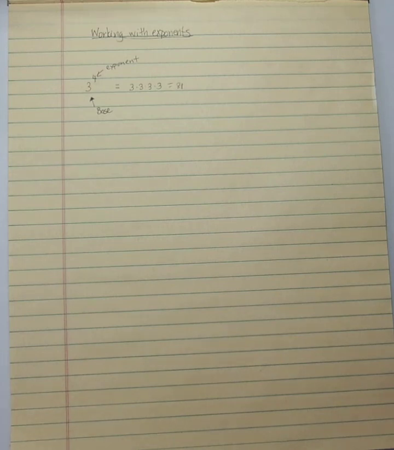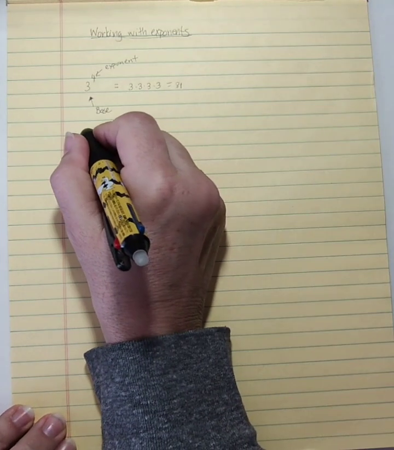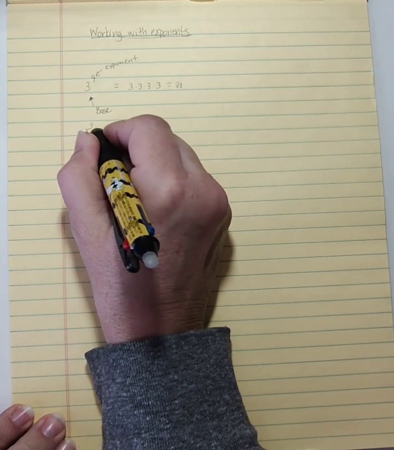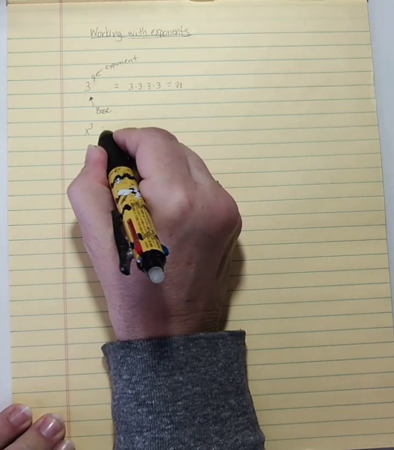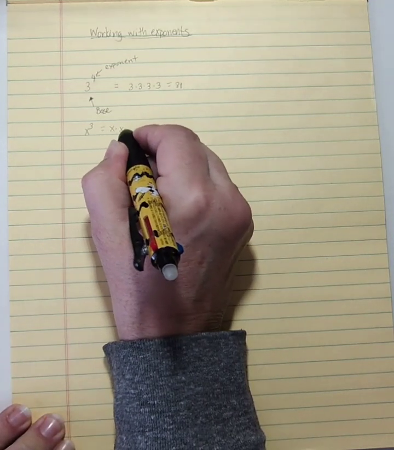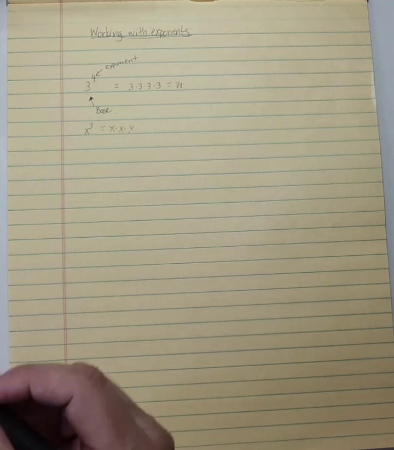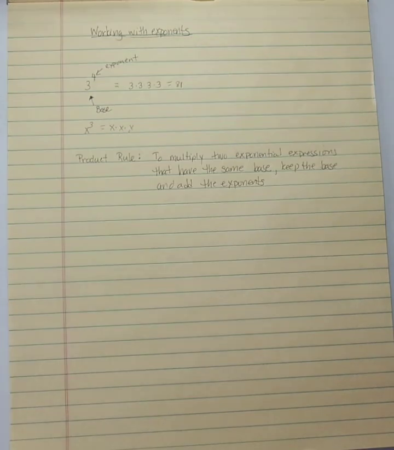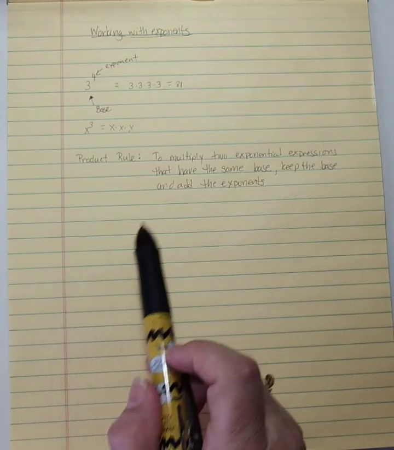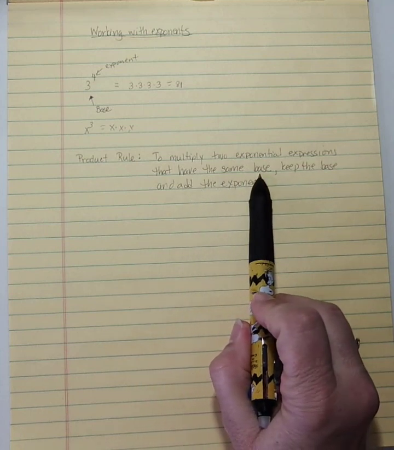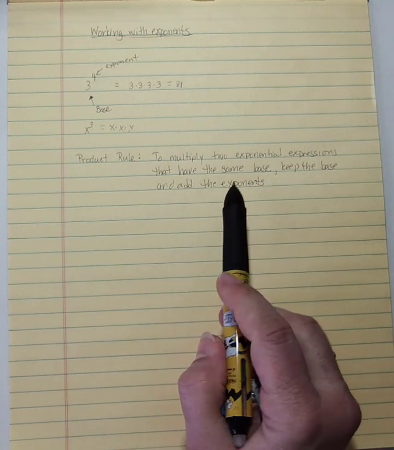We could also use it as a variable. So we could have something like x to the third, which is the shorthand way of writing x times x times x. So now we're going to talk about rules of exponents. So we're going to look at the product rule. To multiply two exponential expressions that have the same base, you keep the base and add the exponents.